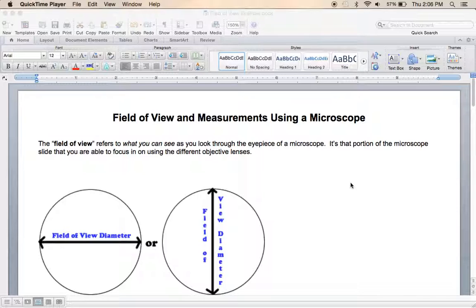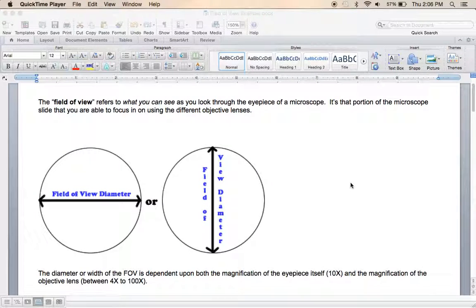The field of view is a vocabulary term that refers to what you can see with your eyes as you look through the eyepiece of a microscope. So it's that portion of the microscope slide that you're able to focus on using the different objective lenses. When you look through a microscope, if you have the eyepieces adjusted appropriately, you should see one circular field of view. When we're talking about the field of view diameter, we're either talking about the width or the length. Either way is going to be the diameter since it's a circle.